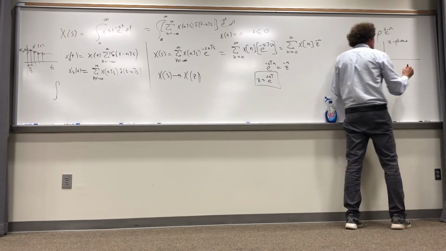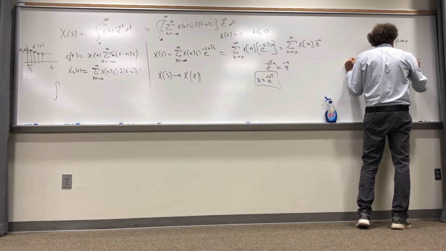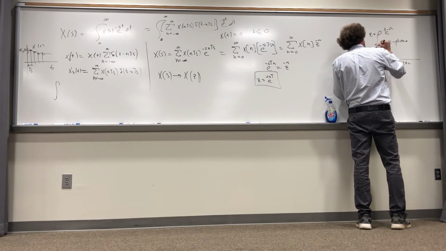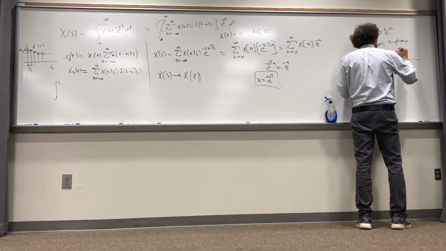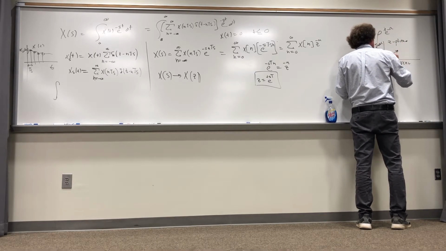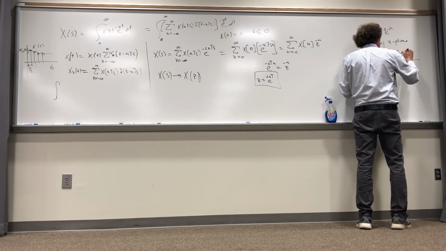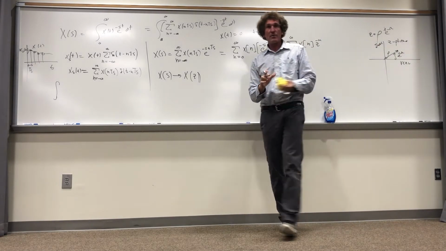All right, this would be the real axis, and this would be the imaginary. And now we have Z is going to be some length from here to here that has a value of rho, at some angle, e to the j omega. Everybody got that?